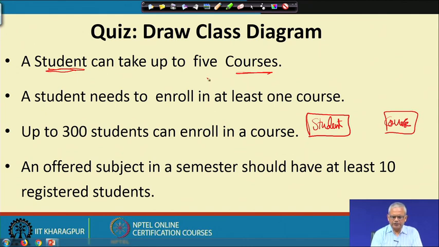A student can take up to 5 courses and needs to take at least one course. So, we write 1 to 5 and student takes, write the reading direction here. Up to 300 students can enroll in a course and it must have at least 10 students. So, we write the multiplicity 10 to 300. So, this will be the class diagram for this description.